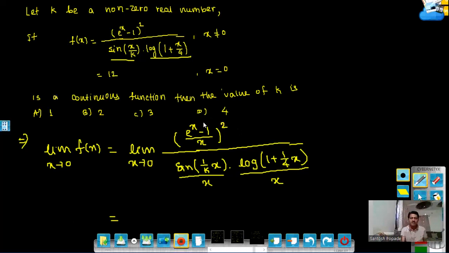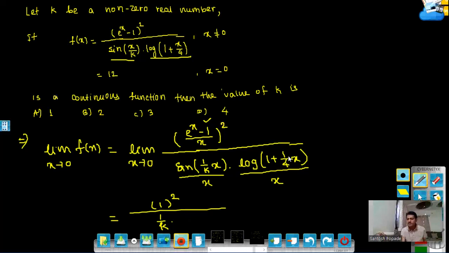Now let us find the limit of each term. The numerator limit is log e, meaning 1, its square is there, and in the denominator the first limit is obtained by using sin mx upon x, which is m, meaning 1 by 4, and the second is also log of 1 plus kx upon x, its limit is k, meaning 1 by 4.